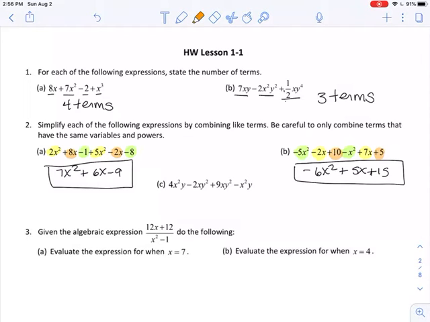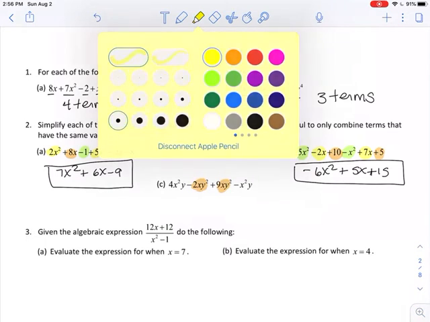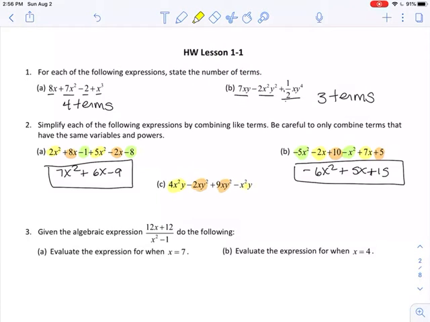And then in C, let's just see if there's anything that's the same. Both of these have xy squared, and both of these have x squared y. So I'll combine those together. 4x squared y minus 1x squared y, there's a 1 in front of that x right there, is 3x squared y, and negative 2xy squared and 9xy squared is 7xy squared.